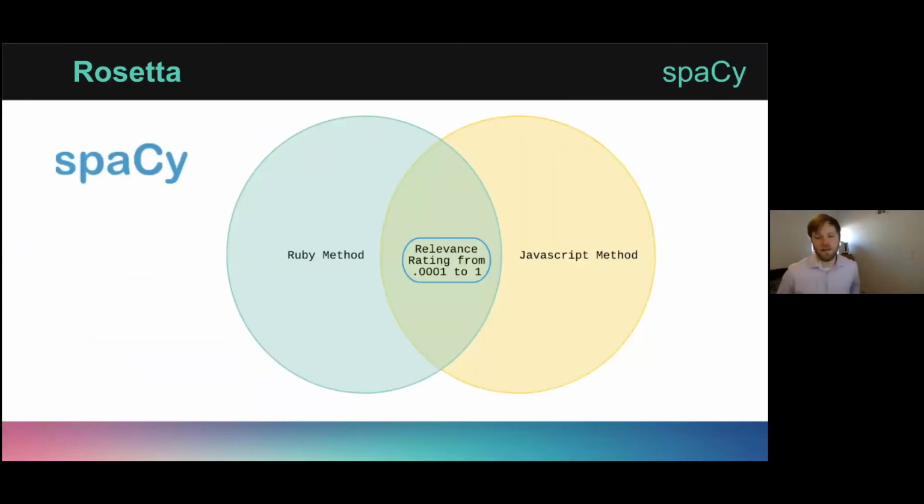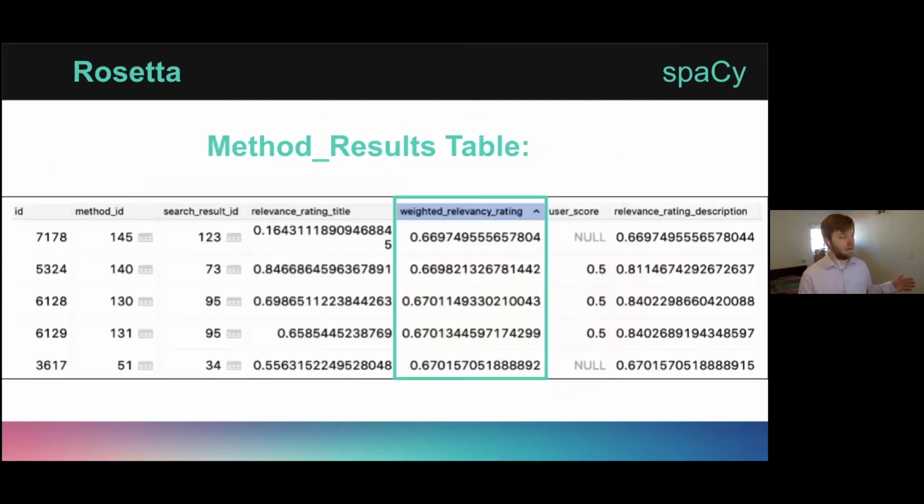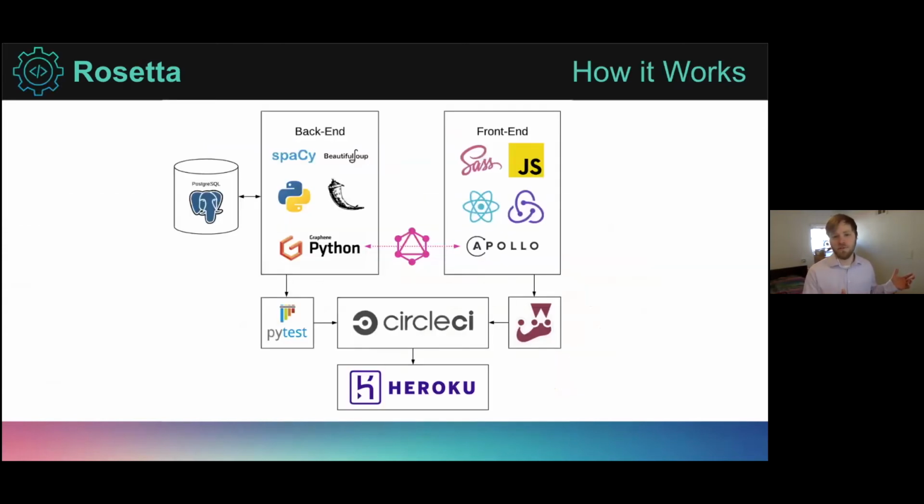And once we had the methods table populated, we used a natural language processing library called Spacy to compare a Ruby method with a JavaScript method. It came up with a relevancy rating of 0.001 to 1, which was then piped into our method results table. Once this table was populated with all of our comparisons of each method, we then piped this into our Flask web server, which is powered by Python as well.